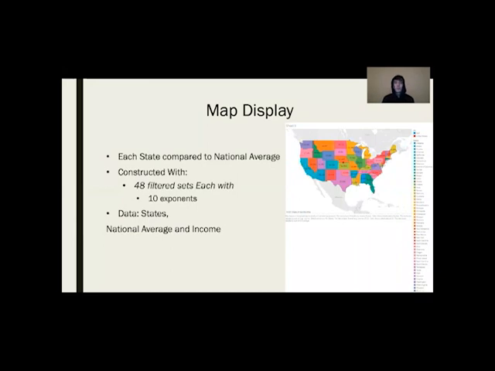So here you see our map display. What this does is allow us to compare each state's median income to the national average median income. This map was constructed with 48 states, not including Alaska or Hawaii, and 10 different exponents. The data is between the states, the national average, and the median income between the states. This map allows us to take a look at all the median incomes and either compare them with the national average or compare them state by state and look at which ones are doing better or worse.